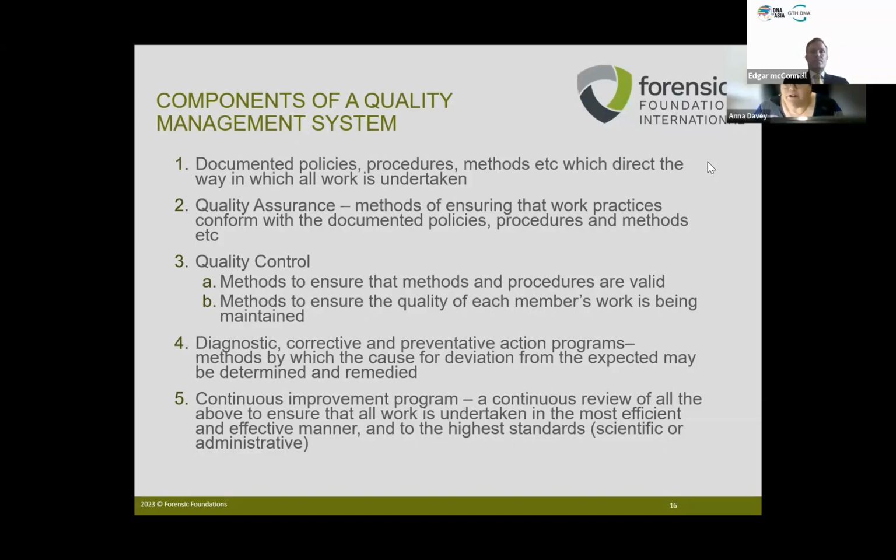So the first one is the documented policies, procedures, methods, etc., which direct the way in which all the work is undertaken. And I'm talking about all the work, not just the technical or analytical work. I'm talking about all of the work undertaken by the organization, because it all feeds into the final result in one way or another, directly or indirectly. Procurement, for instance, how you buy things, your environmental conditions in the laboratory, the security of the environment, the health and welfare of the staff, the training of the staff, etc. So it's not just the analytical side of things.